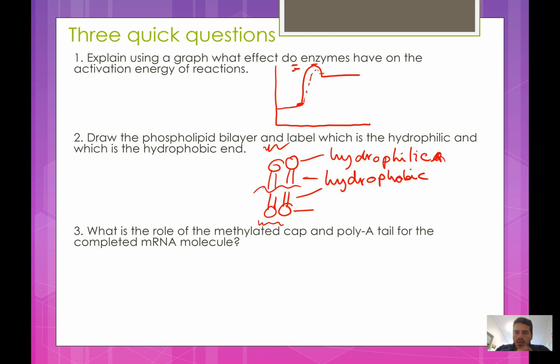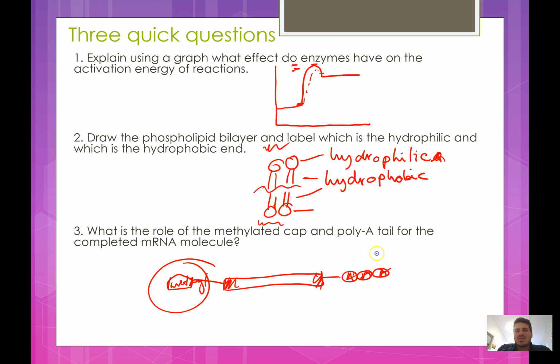Okay. What is the role of the methylated cap and the poly A tail for the completed mRNA molecule? We're talking about the mature mRNA molecule. So if we have a mature mRNA here, we're going to have a poly A tail, so lots and lots of adenines are going to be added there, right? And a methylated cap, so we're going to have a methyl cap there. All right, their role is for protection, right? There's lots of enzymes and stuff inside our bodies. We don't want those enzymes eating away at the mRNA. So these 2 things will protect that from happening.